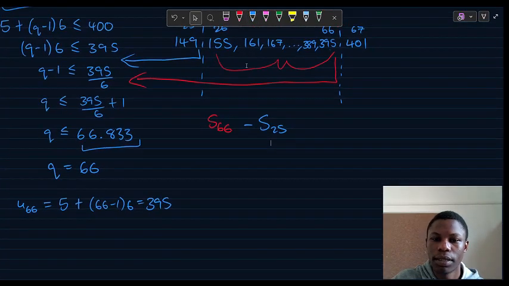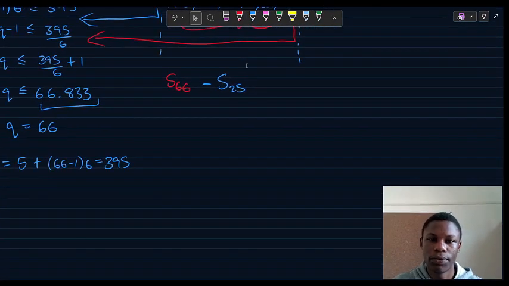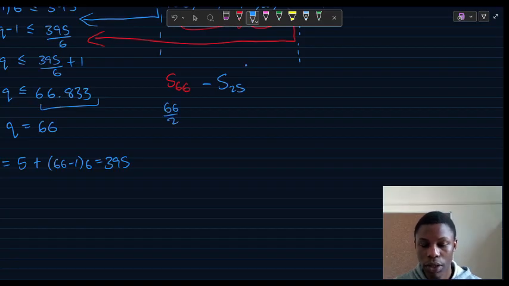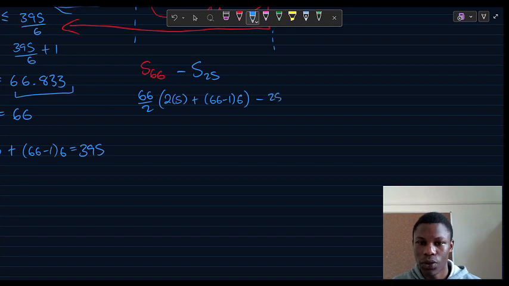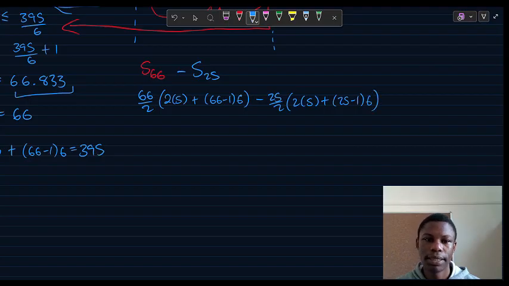To do that, we can use our sum formula, which is half n times 2a plus n minus 1 d. So for S66, that's 66 over 2 times 2a being 5 plus 66 minus 1 times d, minus 25 over 2 times 2 times a being 5 plus 25 minus 1 multiplied by 6.